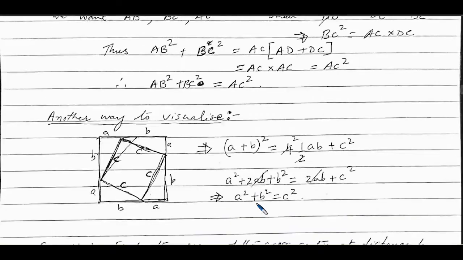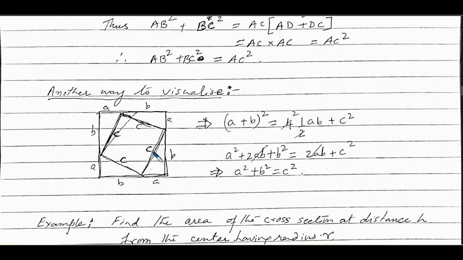You can visualize it in another way also. Suppose you have a square, and I inscribe another square inside it, with each side of length C. I make this in such a way that this side is A and this is B. So A plus B, in this ratio I put the dots here and join them.